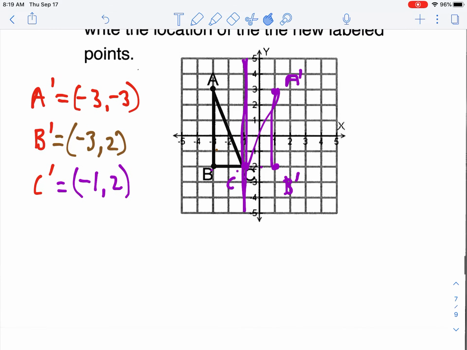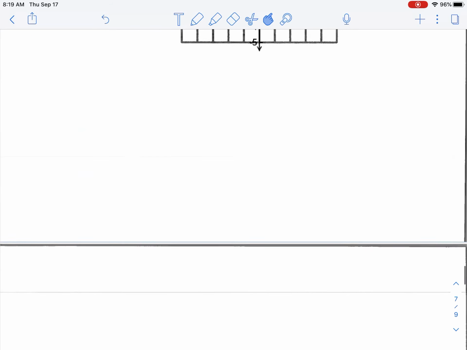So if the reflection line actually hits the point, or if the point's on the reflection line, it technically doesn't move. I know that's kind of confusing. We'll go through that some more in class, but that's just something we wanted to mention briefly before we move on to the last part.